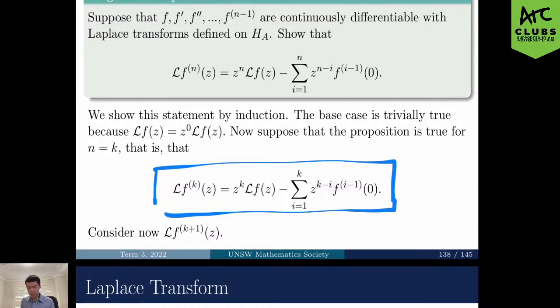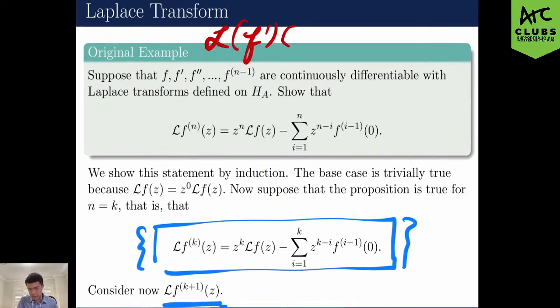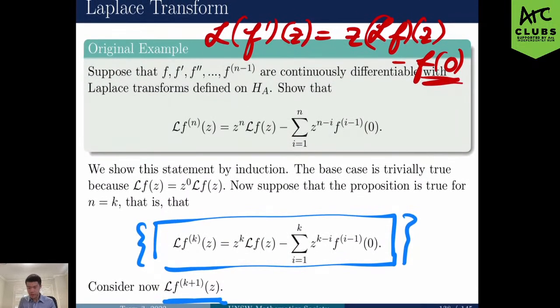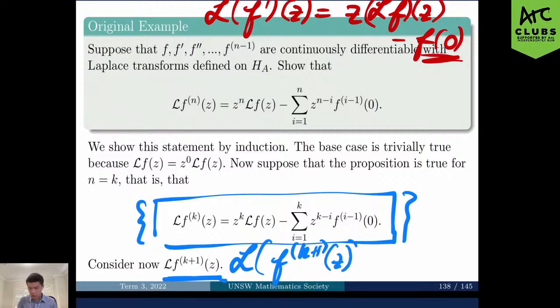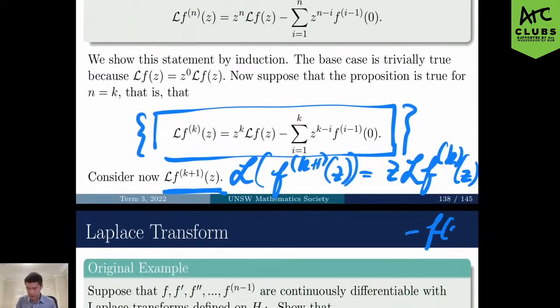And so what you're going to try to do is calculate L of f^(k+1)(z) in terms of all of this stuff. And so what you're going to use is, let's see if we can remember that formula. So the Laplace transform of f prime(z) is equal to z times the original Laplace transform minus f(0). Okay, and so applying that to the kth derivative, we've got the Laplace transform of the k plus 1th derivative will be equal to z times the Laplace transform of the kth derivative minus f^(k)(0). And what we'll then do is try to substitute this thing in to prove the hypothesis.